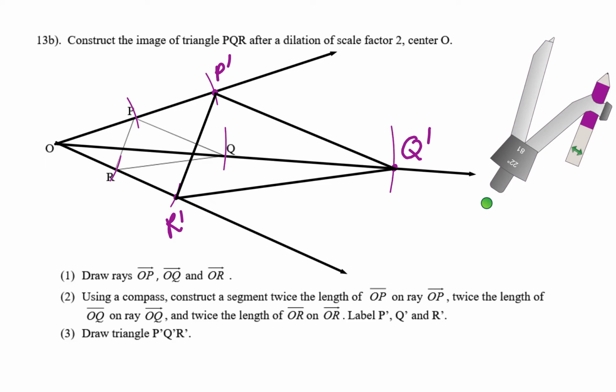Okay, if I wanted to make it 3 times as large, I would just have to copy each of these segments 3 times, and then my resulting triangle would be 3 times as large as the original triangle.